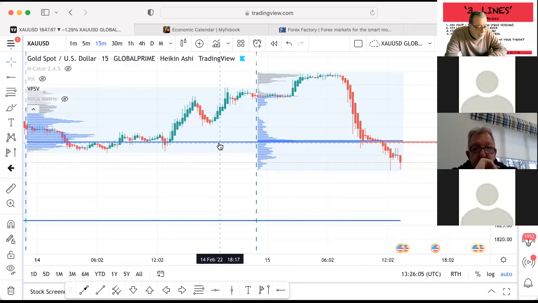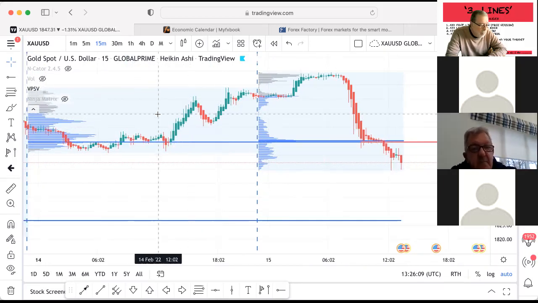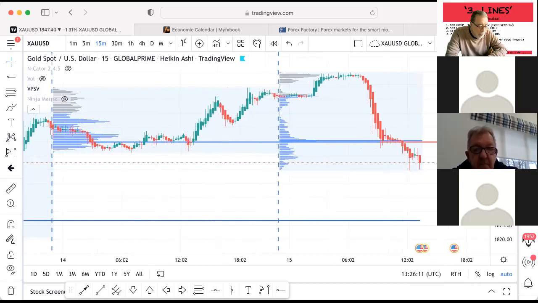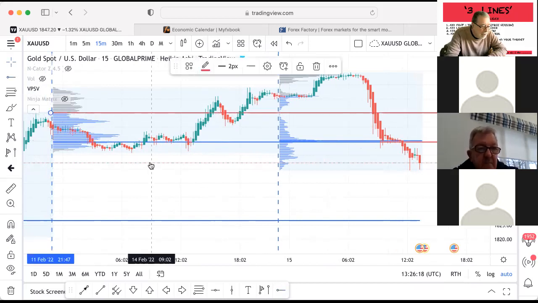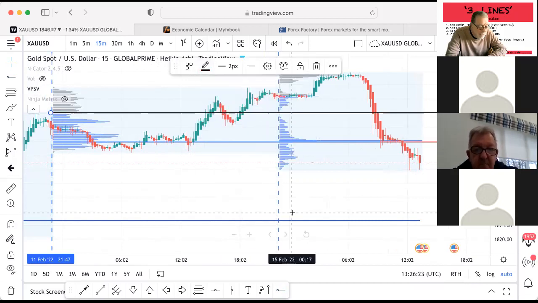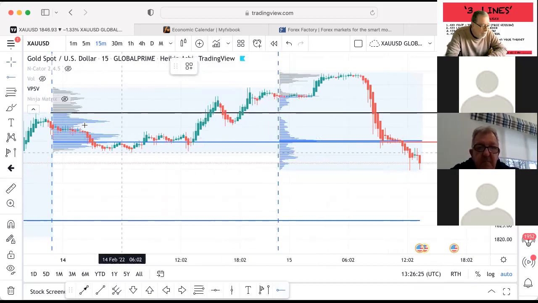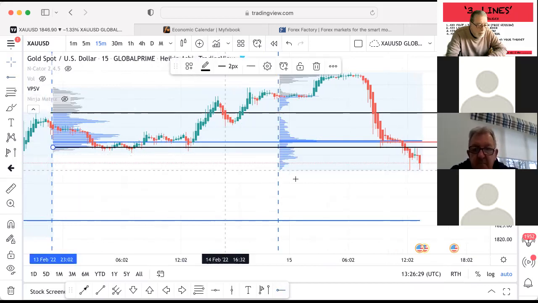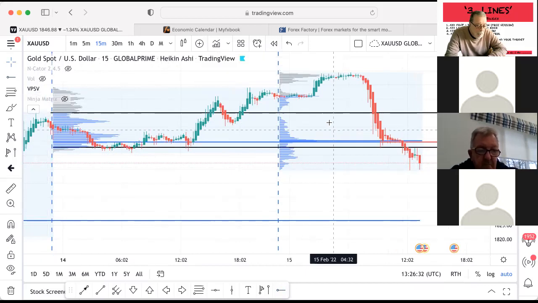Yesterday's is slightly lower than the current one for today. But if we put the field of play, if you like, if we put a value area high and value area low, that area between is our field of play.